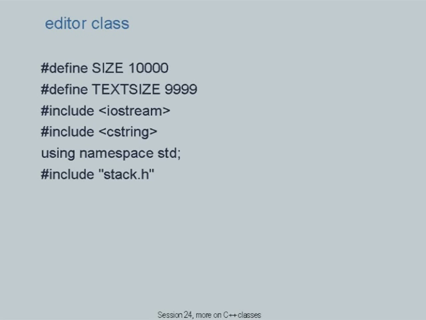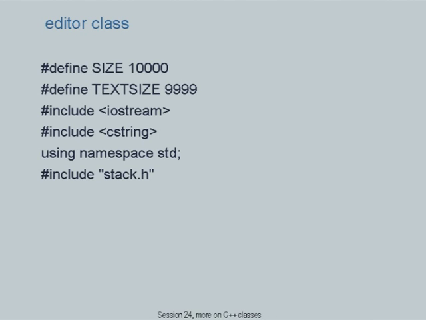Notice the way the editor class itself is defined. So these are some hash defines. Include iostream, include cstring. The editor class is not being defined as a separate file. It is being defined as part of my main program. Just like last time we defined the stack class as part of our main program, but included the class definition at the beginning of the main program after the include statement. We are going to do the same thing with the editor class. This will be followed by the editor class definition, the class member function definitions, and then the main program.